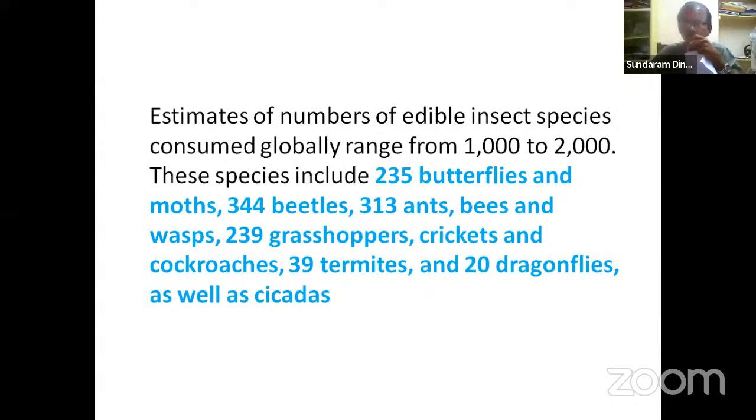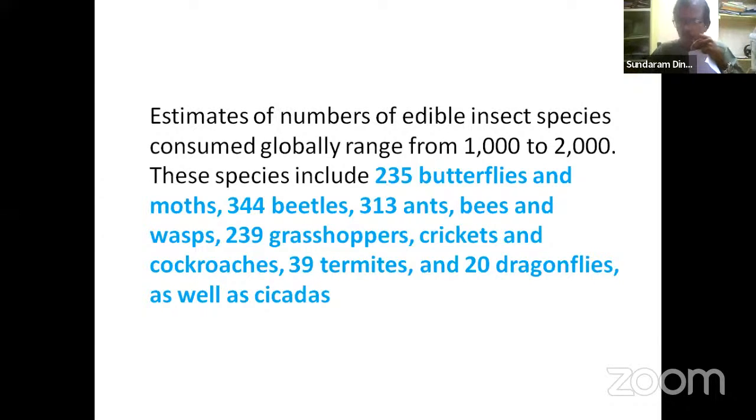Estimates of the number of edible insect species consumed globally range from 1,000 to 2,000. These species include 235 butterflies and moths, 344 beetles, and 313 ants, bees and wasps, all belonging to Hymenoptera. Beetles belong to Coleoptera. Moths and butterflies, Lepidoptera. 239 grasshoppers: you might have heard about the biryani of grasshopper in Rajasthan during locust migration. 239 grasshoppers, crickets and cockroaches.